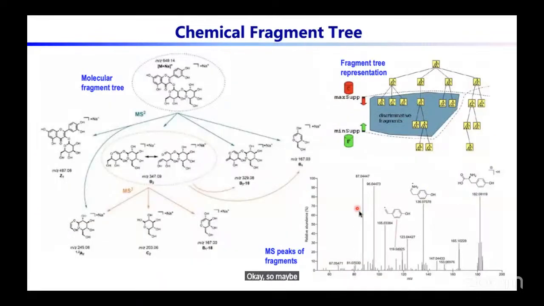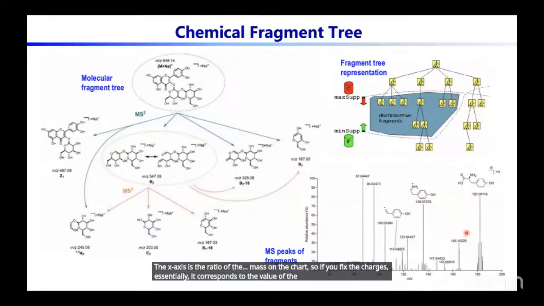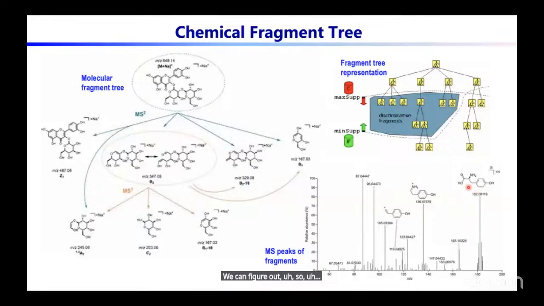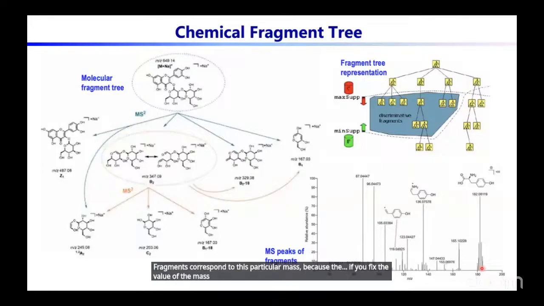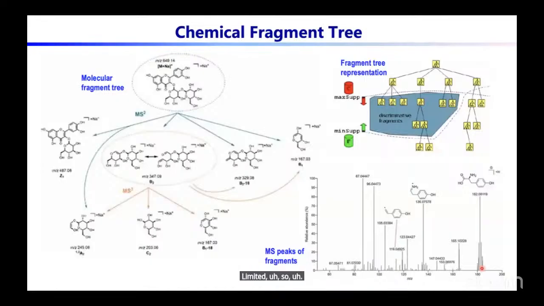Let me mention a little bit about the peaks here. Given a peak, the x-axis is the ratio of the mass and the charge. If you fix the charge, it essentially corresponds to the value of the mass. Given a mass, we can figure out what the possible fragments are that correspond to this particular mass, because if you fix the value of the mass, the number of atom types is limited. Okay, I'll stop here. Later on, I will get back to this point.